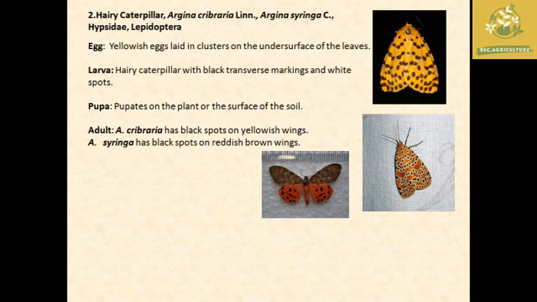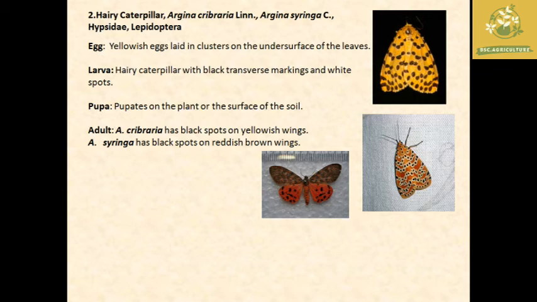It also causes defoliation in the plants. The egg is a yellowish egg laid in clusters on the undersurface of the leaves. The larva is a hairy caterpillar with black transverse markings and white spots, and the pupa pupates on the plant and also on the surface of the soil.